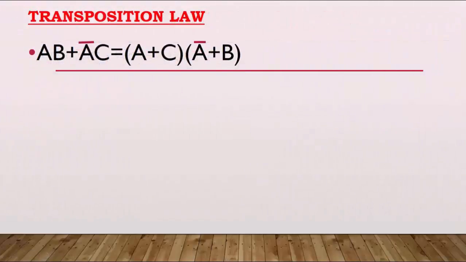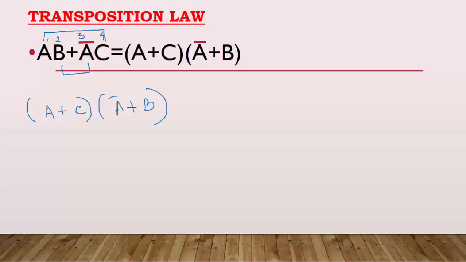Now we have the transposition law. Transposition law is first and 4, and 2 and 3. So we name it 1, 2, 3 and 4. So you'll get A plus C, A bar plus B.